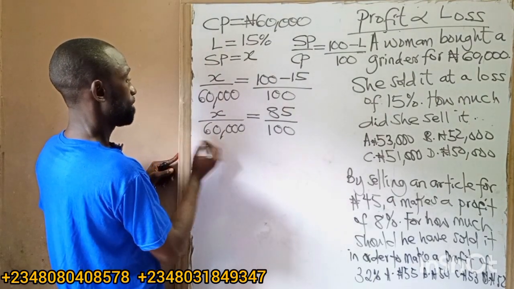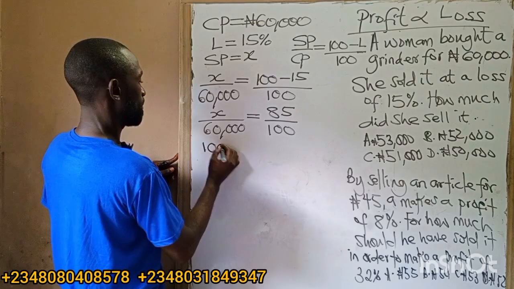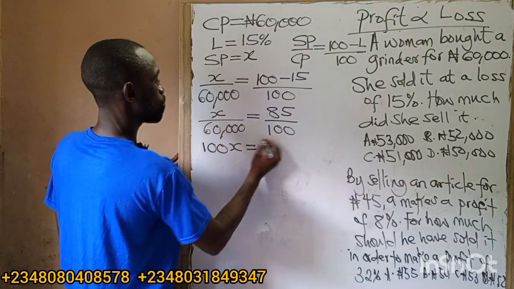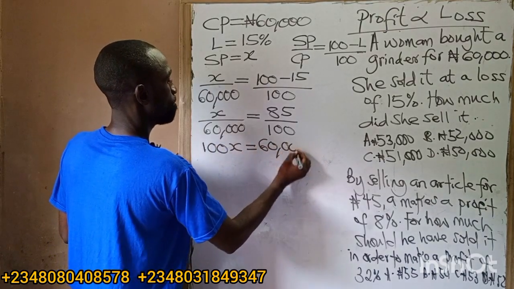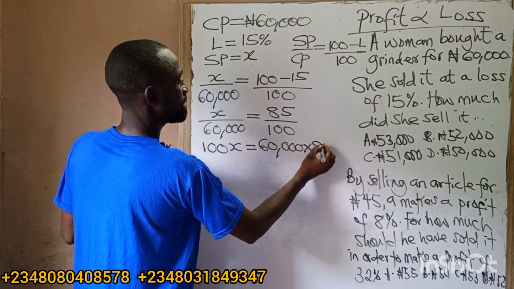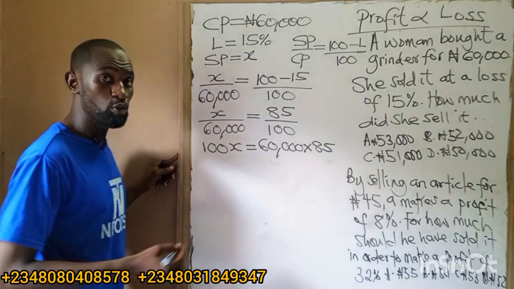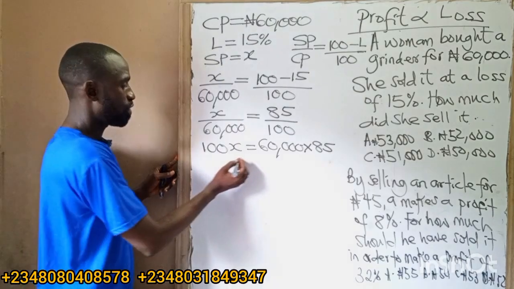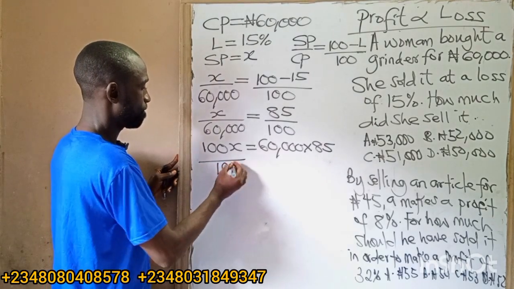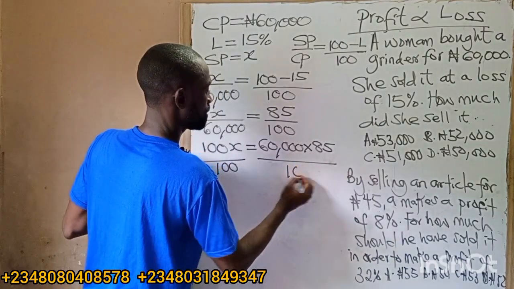We have 100 times x, which is 100x, equals 60,000 times 85. So what's the next thing? We'll divide through by 100. So we have 100 here, 100 here.